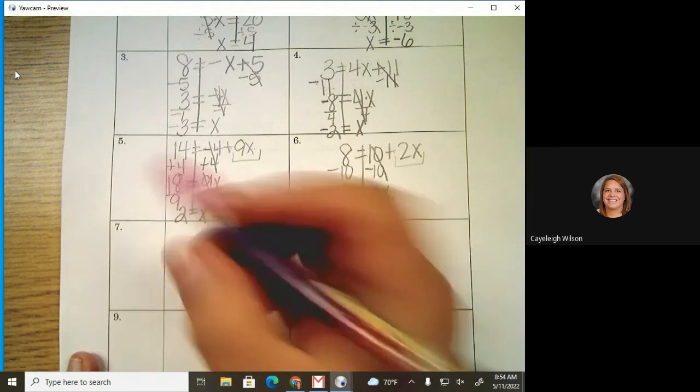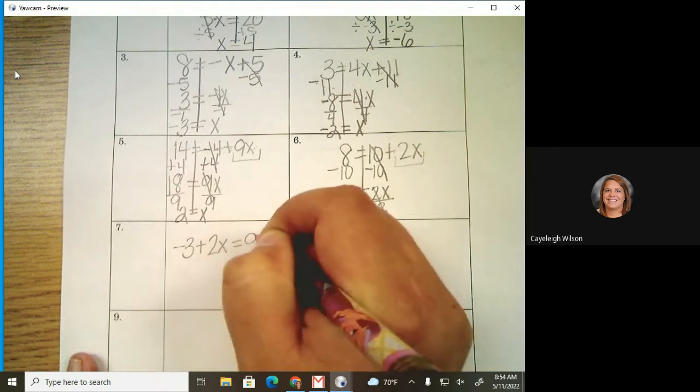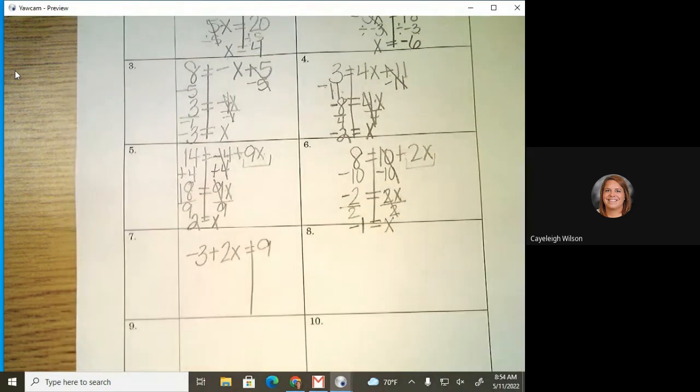Okay, I'm going to let you all try this one, and then we'll do one more and call it done. All right, so go ahead and try this one. Try number 7.